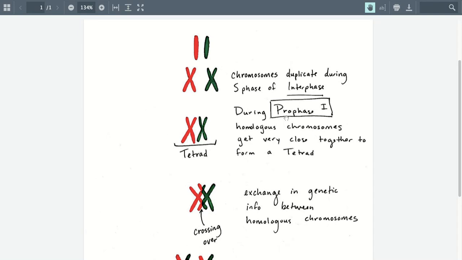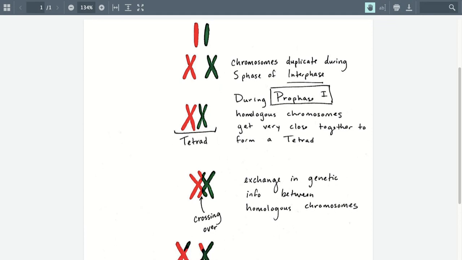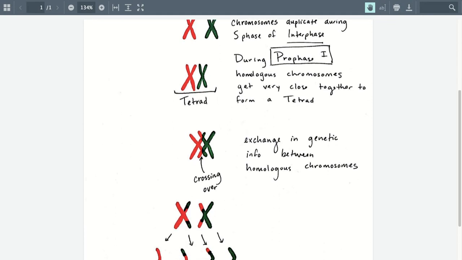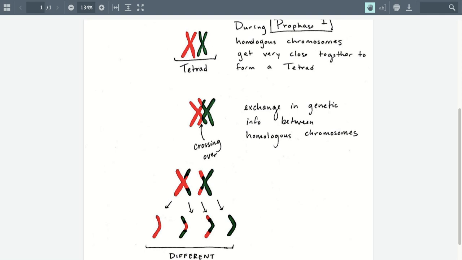Again, this is happening during prophase 1. They get so close together, they almost like dance. And in that little dance, they exchange pieces of DNA. So remember, these X shapes are chromosomes. They're duplicated chromosomes, and they contain DNA. So crossing over is when there's a little swap or exchange in DNA.